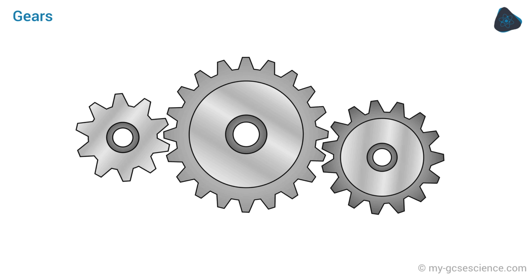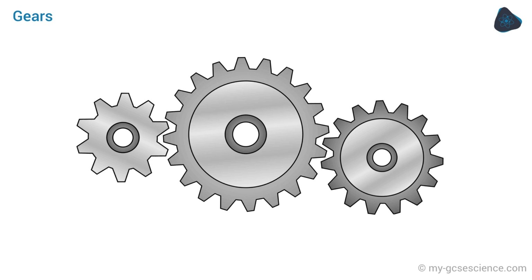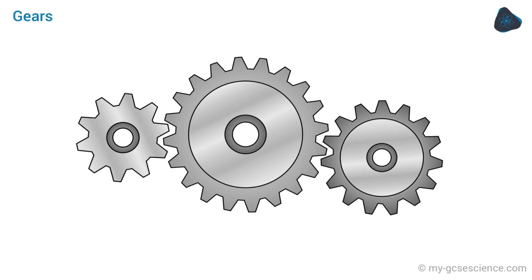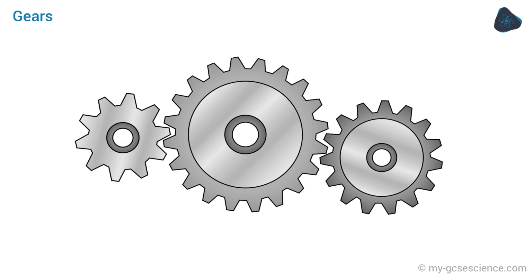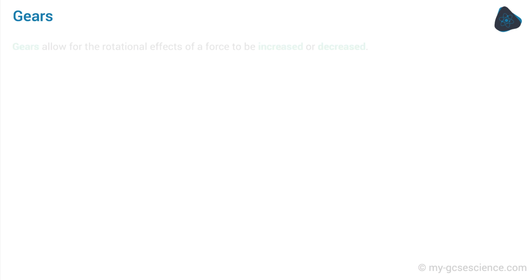Moving on. Gears are an essential component in lots of machines in which we want to transmit the rotational effects of a force from one place to another, be it in a car, bicycle, analog clock, or wind turbine. Gears allow for the rotational effects of a force to be increased or decreased.